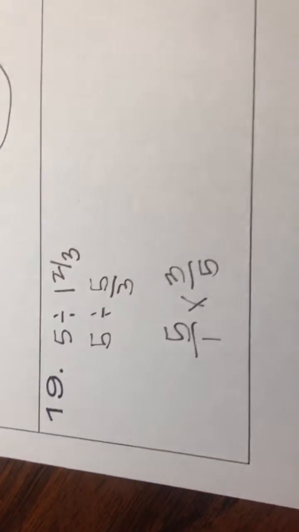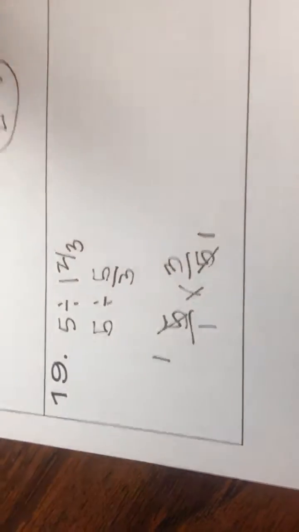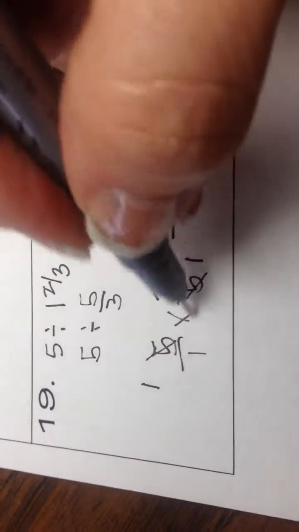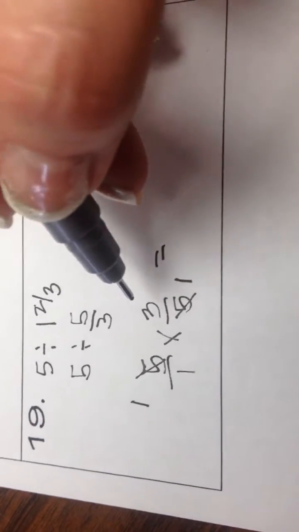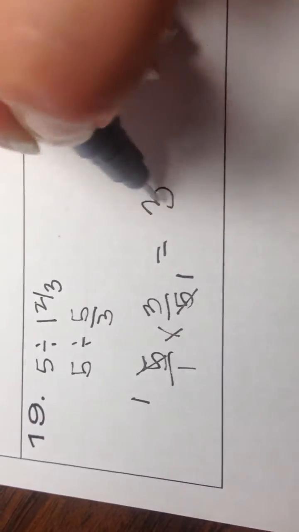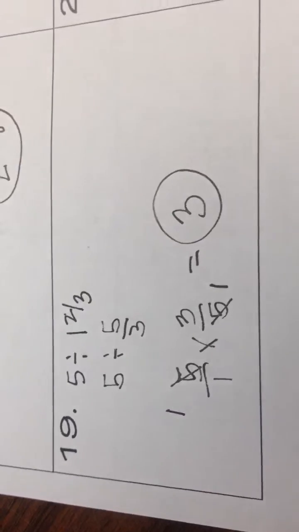Oh my goodness, can I cross cancel? Of course I can. Boom, boom. Turns into 1, turns into 1. What's my answer? We don't even have to have a denominator because it's going to be 1. So what's 3 times 1? 3. You got it. Last one.